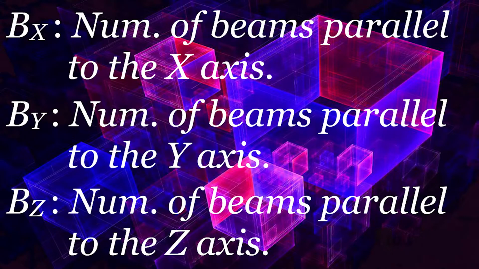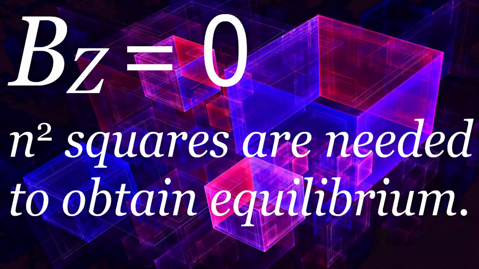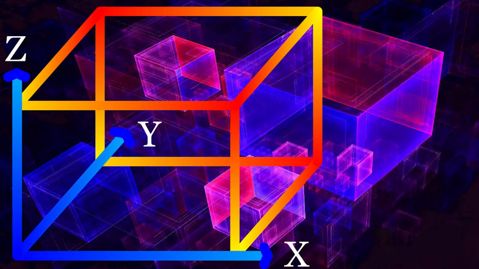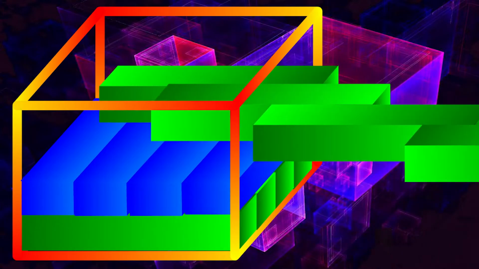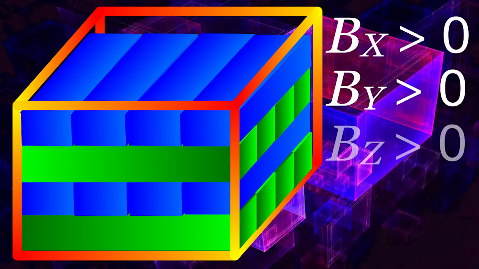If at least one of these quantities is equal to 0, let us say Bz, then exactly n square beams are needed to make our cube in equilibrium. Indeed, if we orient our cube such that its bottom face touches the z-plane, then each of the layers of our cube, from bottom to top, must be completely filled. Hence, we assume from here on that Bx, By, and Bz are greater than 0.